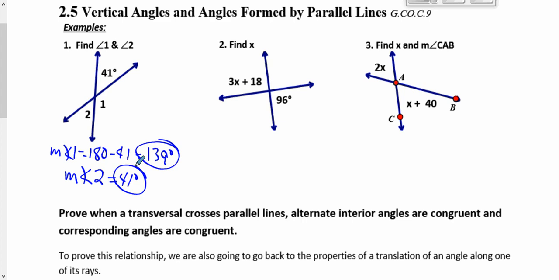Anybody get number 2? At least have an equation for number 2. What's the equation? Nobody got it yet? That shouldn't take long. Okay. Angle 2? They're vertical angles, and all vertical angles are congruent. Right? So that's 41, that's 41. Vertical angles congruent.